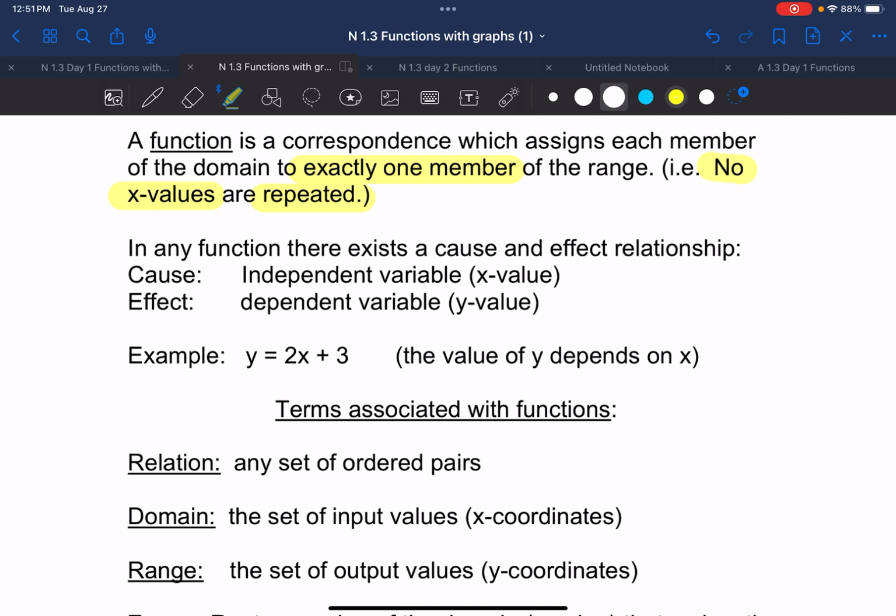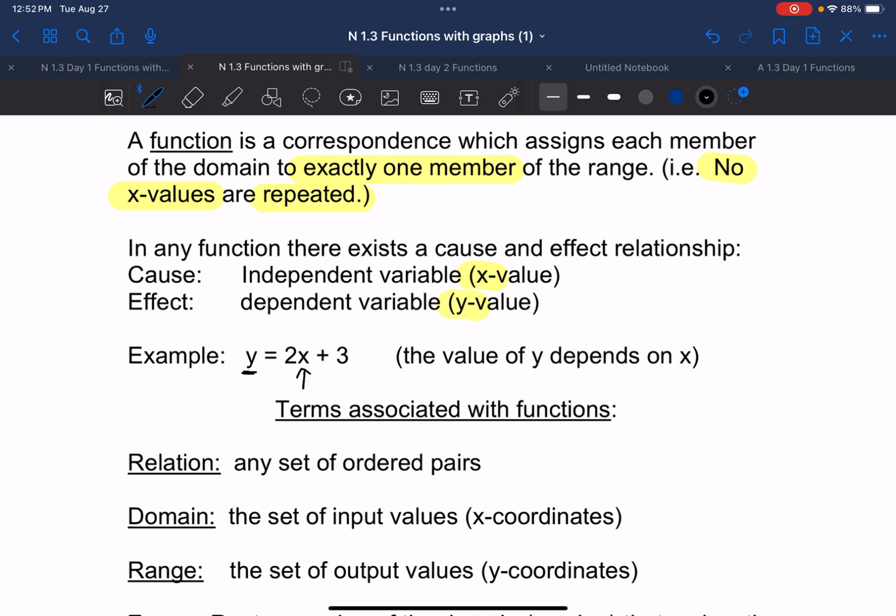Okay, it also says here, in any function there exists a cause and effect relationship. Your cause is your independent variable, which is always going to be your x value, while the effect is always your dependent variable, which is the y. So they give the example y equals 2x plus 3 and say the value of y depends on x. That's because depending on what value I plug in for x, my value of y in turn is going to change.